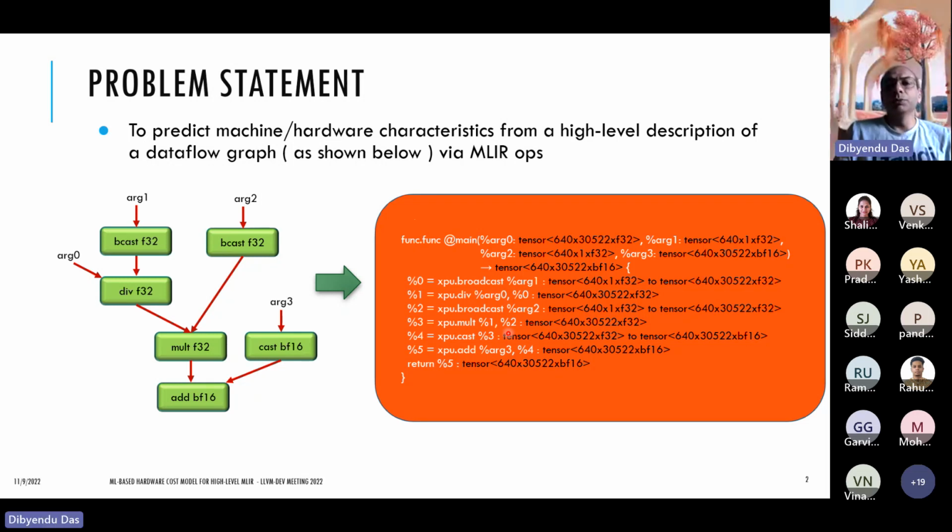And if you are not familiar with how this is represented, how this works, let me just go through that. If you see this data flow graph, the bcast is nothing else but broadcast operations, and div and mul are obvious to all of you. And then there are some arguments, right? And this is the data flow graph.